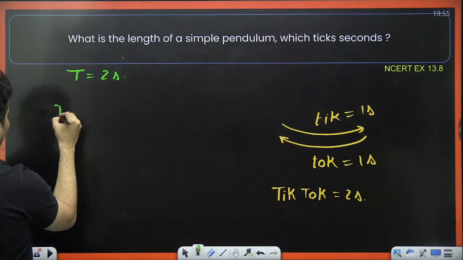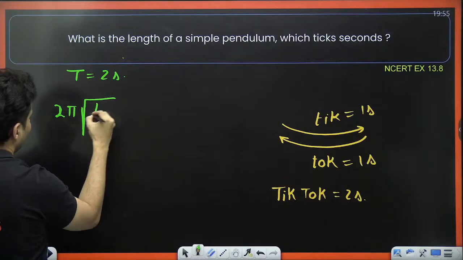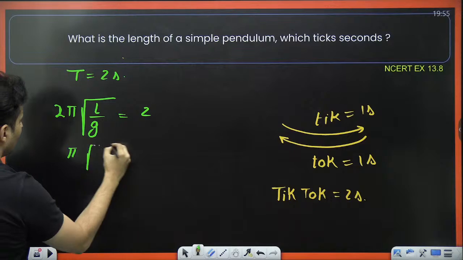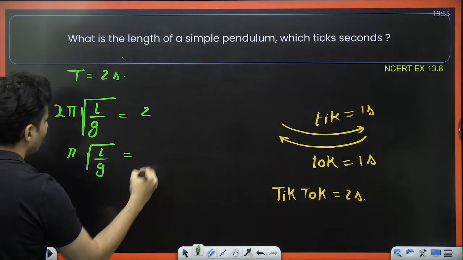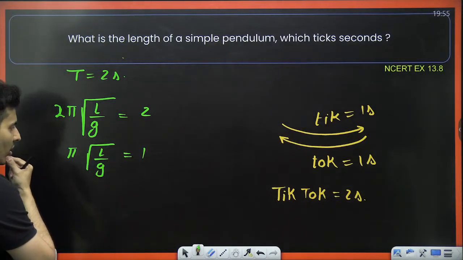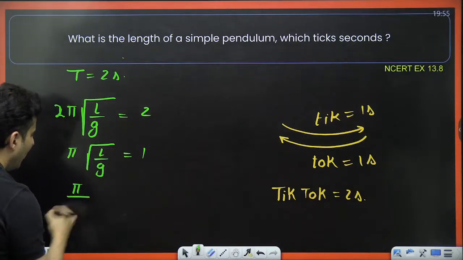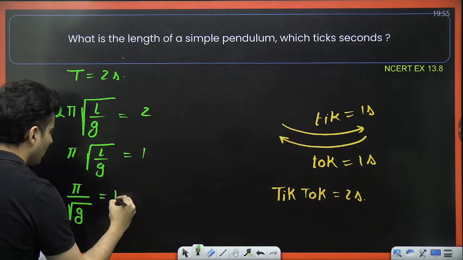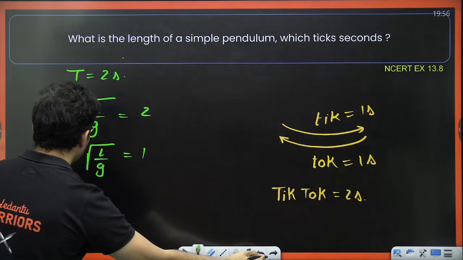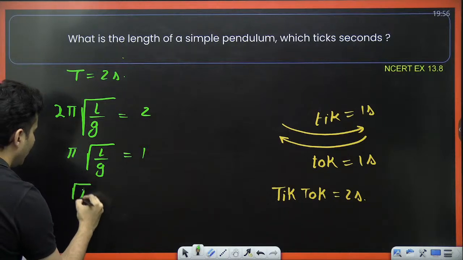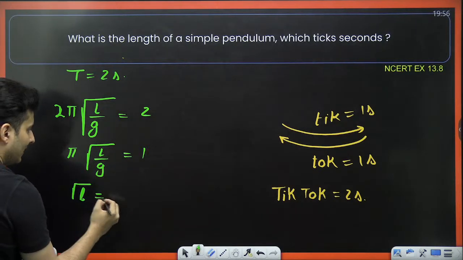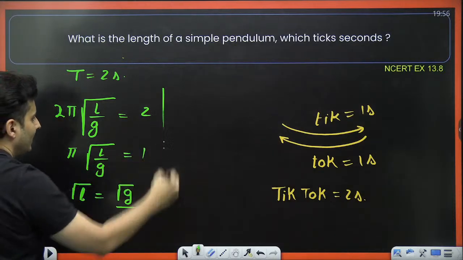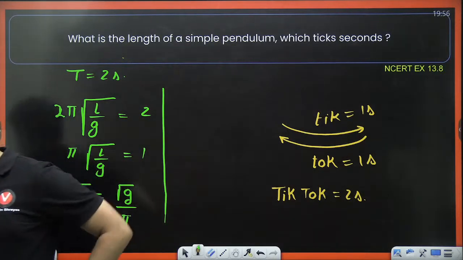But we know the formula, that is 2 pi root L by G. That is 2, so 2 cancels. So pi root L by G is equal to 1. Now you'll be like, sir, what to do next? Don't worry. Root of L is equal to root of G by pi. Now you know why I did this?